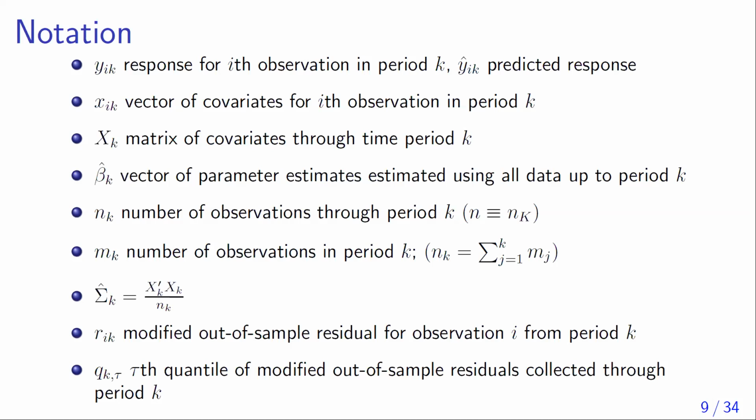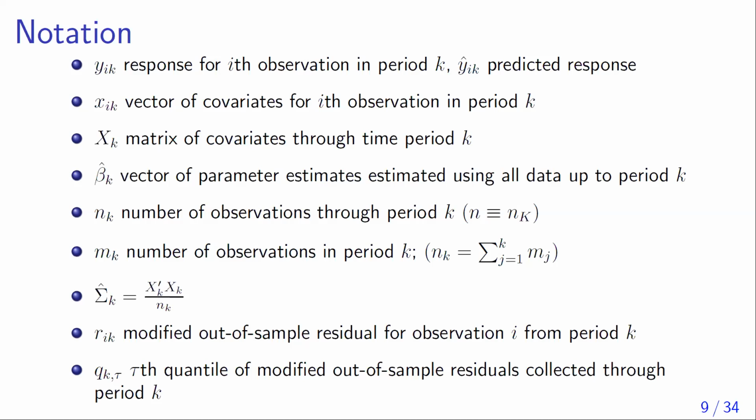Y hat_ik is the predicted response for the ith observation in period k. x_ik is a vector of covariates associated with the ith observation in period k. X_k is the matrix of those covariates through time period k. So it's a matrix that includes all of these vectors of covariates for all games up to and including period k. Beta hat_k is a vector of parameter estimates generated using all the information up to period k.